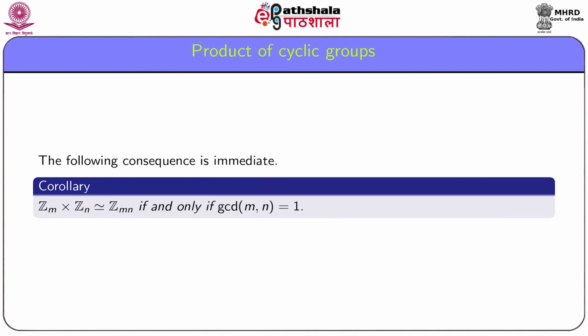And as a corollary, we have: if gcd(m,n) equals 1, then Zm cross Zn is a cyclic group of order mn, and hence it is isomorphic to Zmn. The converse also follows from the previous theorem.